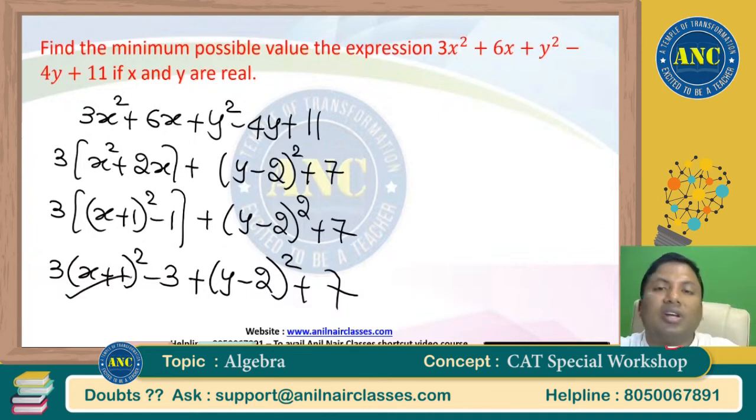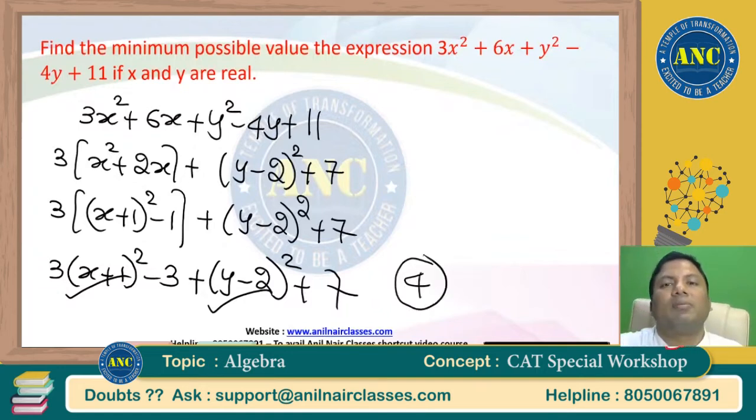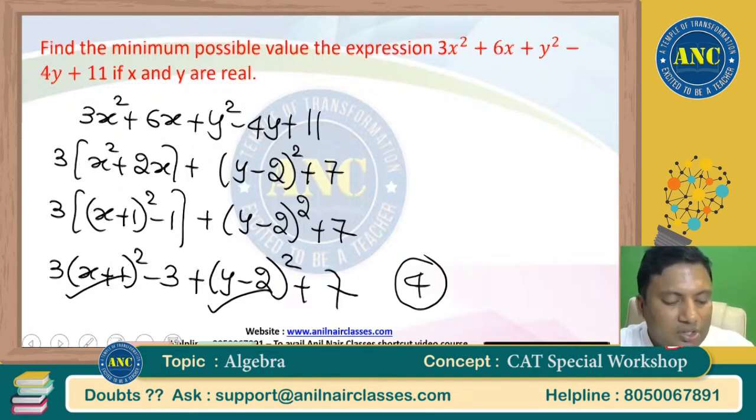These are square functions, greater than or equal to 0. 7 minus 3 is 4. These are the kind of questions that repeatedly come in your examination. Take 3 common, write the first part as a square function, and write the second one as a square function.